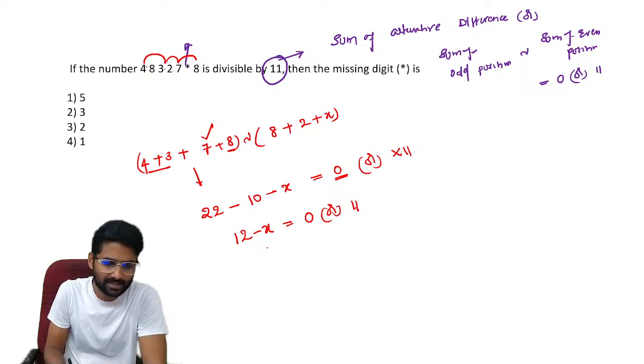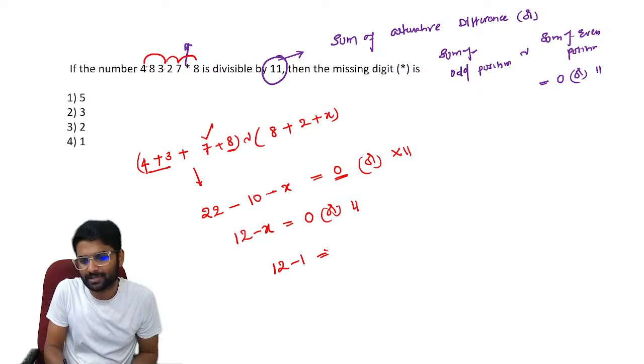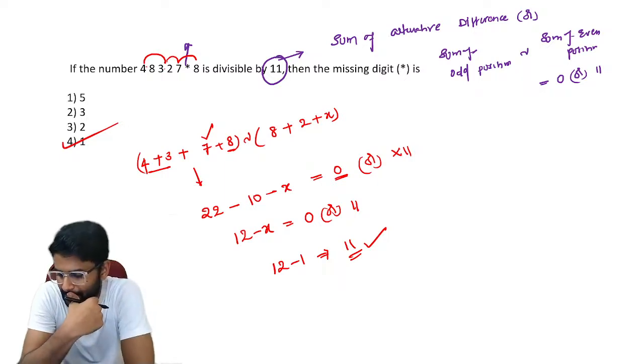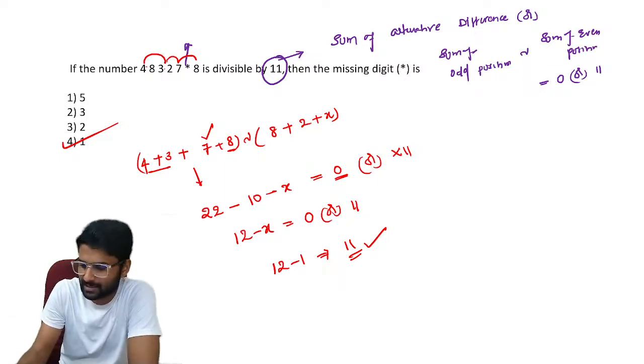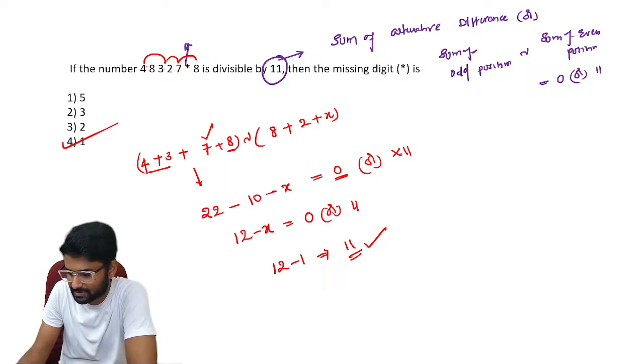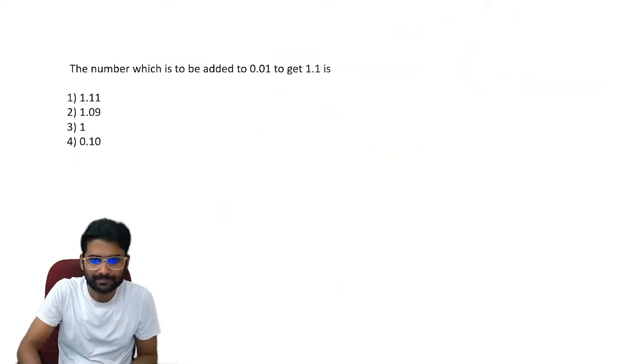See, we can't take x equal to 12. Why? Because you have to consider a single digit. That's why x should be replaced with 1, then the result becomes 11. According to the information, the star should be replaced with 1. And you should know this property, the sum of alternate differences. Is it clear? Yes. Next.